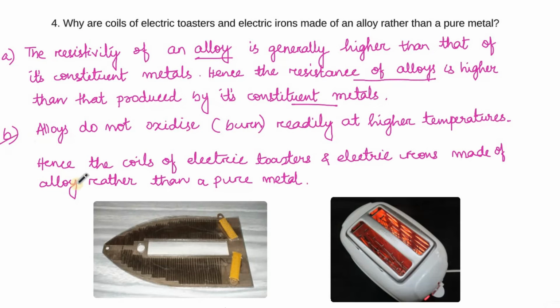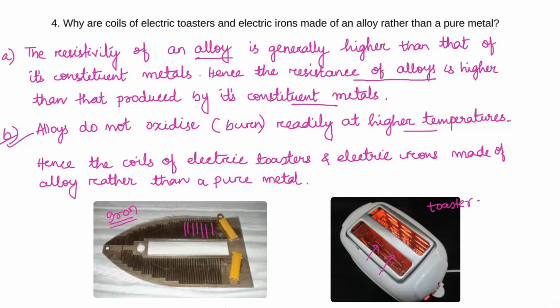Secondly, alloys do not oxidize or burn readily at higher temperature. That is, at higher temperature, there is a chance that individual metals might burn out or oxidize. But when they are combined to form alloys, this doesn't happen. So this is the reason that we choose the heating elements of electric toasters and irons to be made from alloy rather than a pure metal. Here you can see the heating element of an iron, and this one is the heating element of a toaster. You can see these are all made up of alloys. So I hope you are clear with the answer to this question.